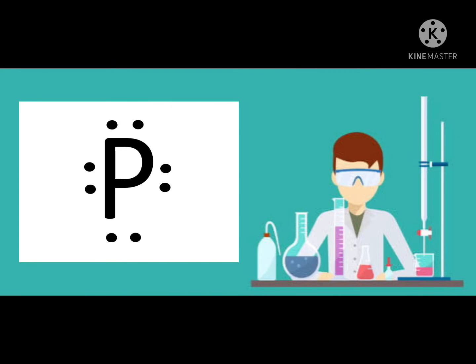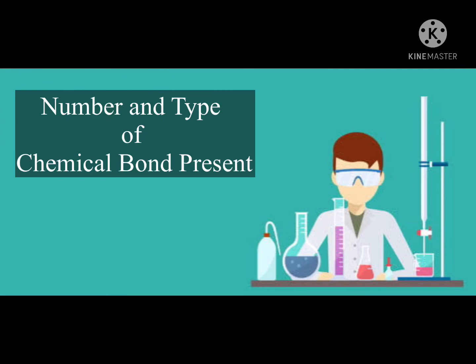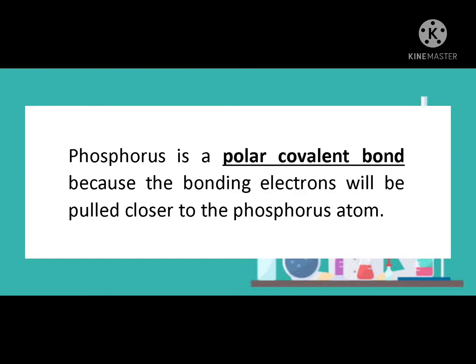That's called an octet, and that is very stable, and that's why phosphorus has a -3 charge, because adding those 3 electrons gives us an octet. And we should also add brackets around it, so we have the right notation, and that's the Lewis structure for the phosphate ion.